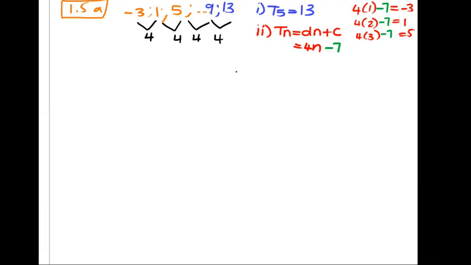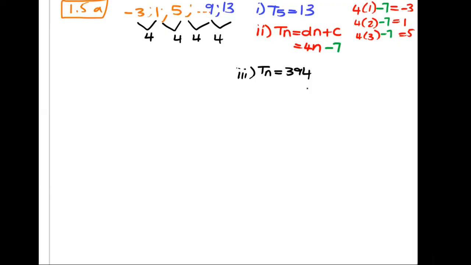Third question. And this one was the slightly different one. It says, show that 394 is not a term in the sequence. In other words, Tn, let's make it equal to 394. And let's see what happens.